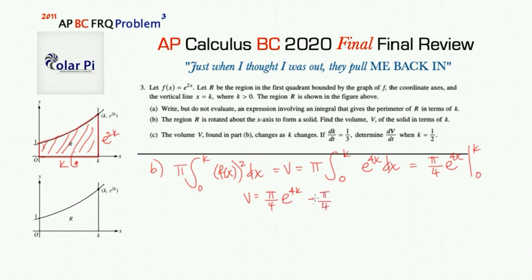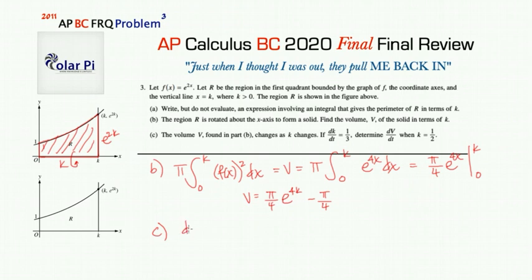Yes, you can factor a pi over 4, but don't do it. As you'll see, it'll be nicer to keep it this way for part C. So part C: the volume V found in part B changes as k changes, and if the rate of change with respect to t of the variable k is a third, determine dV/dt when k is equal to 1/2. So this is a related rates question. All we have to do is take the derivative implicitly of this with respect to t.